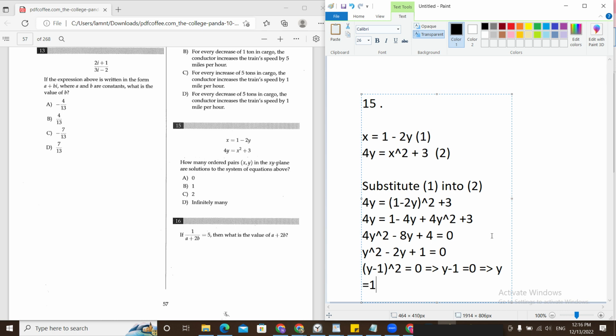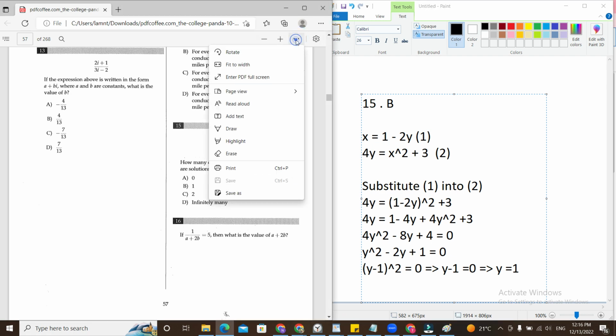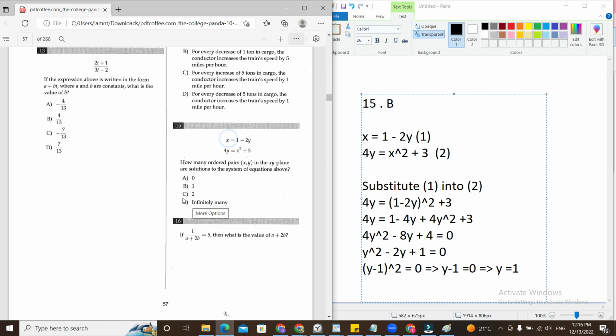So y is equal to 1, and the answer is B.